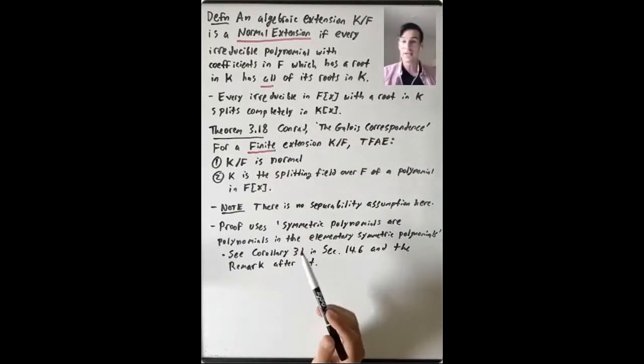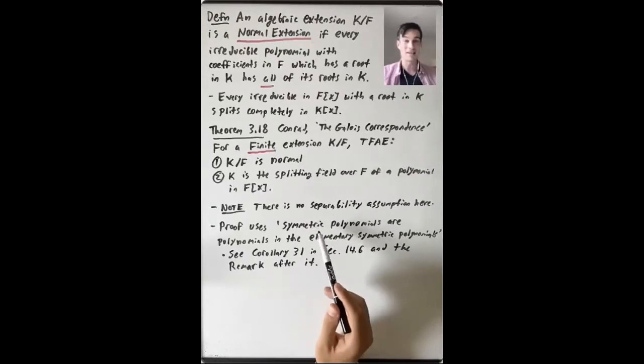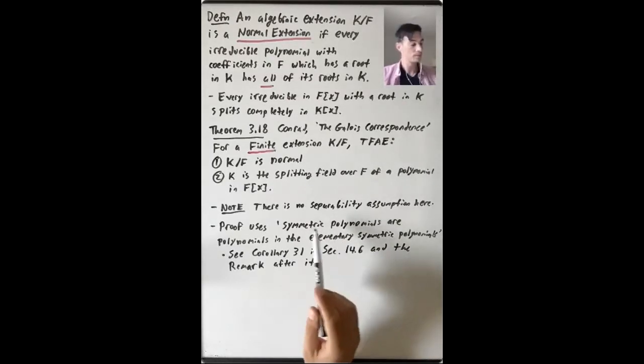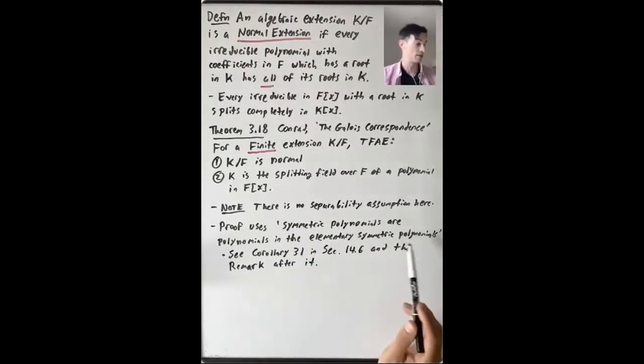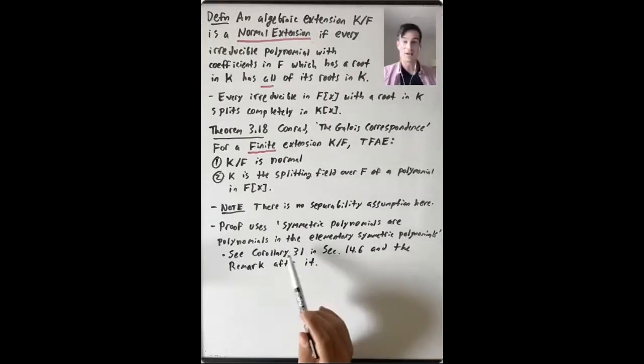But another reason is that the proof uses something that we haven't seen yet, that we may see at the very, very end of the course. So it uses this result that symmetric polynomials are polynomials in the elementary symmetric polynomials. So I'm not expecting you to know what that means at this point. You'll never need to know what that means for an exam, but this is something that we may talk about at the very end of the course.